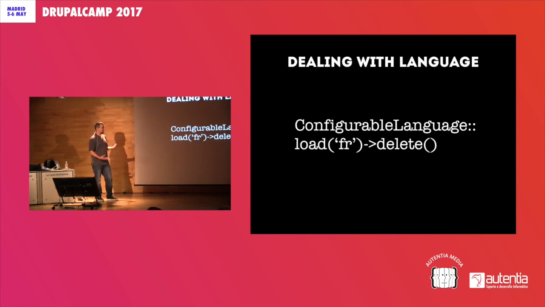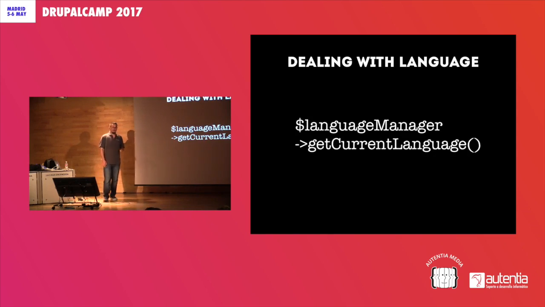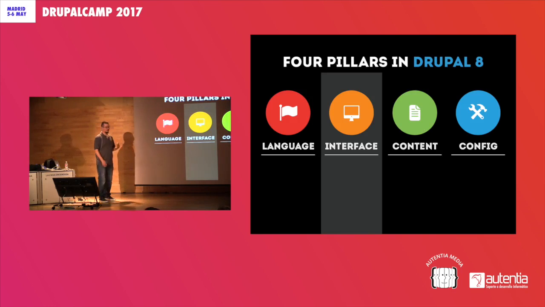And as there are entities, you can load them, delete them, edit them, you can perform any operation on them using the configurable language class. So if you are coding in a page and you don't know the current language that has been negotiated for the visitor, the language manager service has a get current language method, which returns the language object that the visitor is browsing. So you can use this language for whatever you need there.